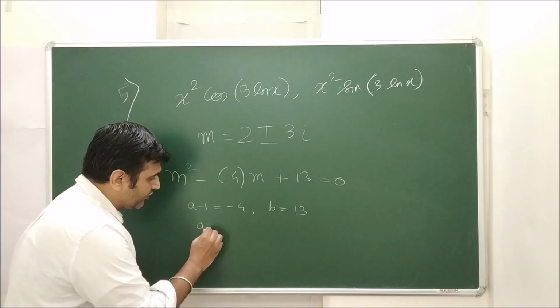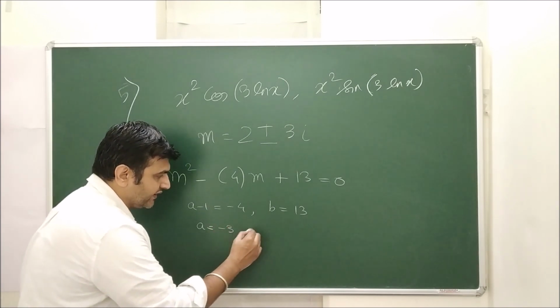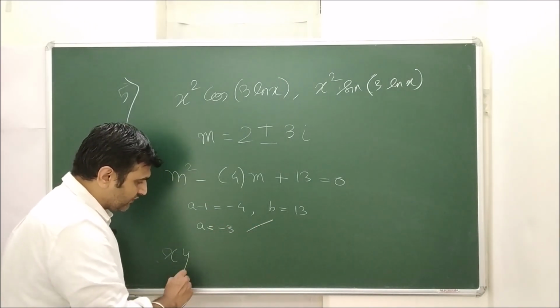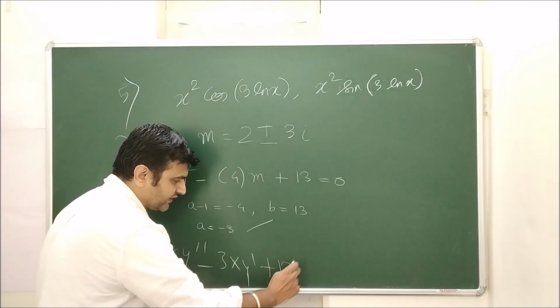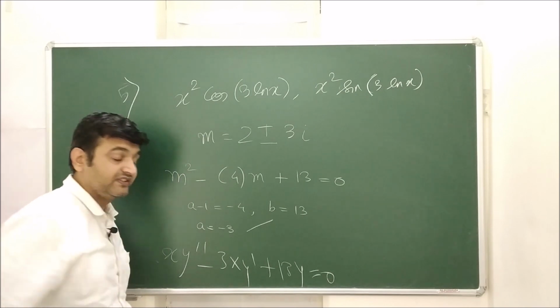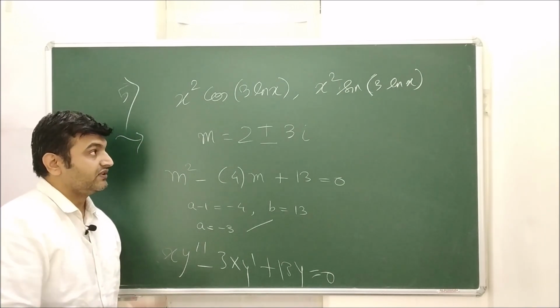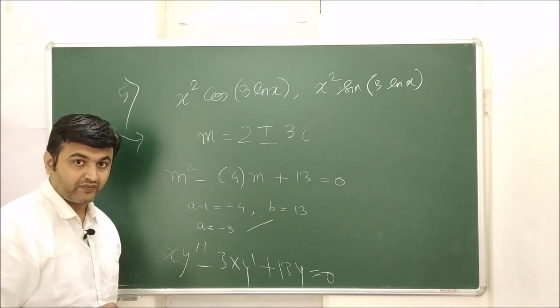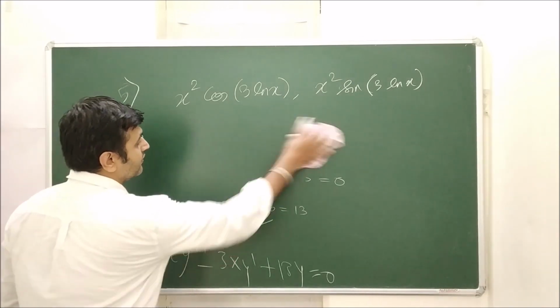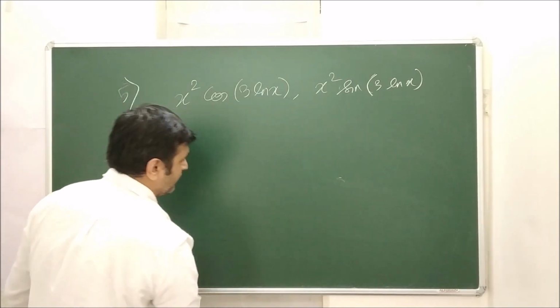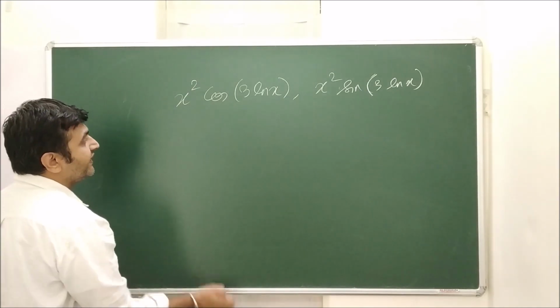So when you compare, your a is nothing but minus 3 and b is 13. So x square y double prime minus 3x y prime plus 13y equals 0. So that's what the solution is. Okay, and now suppose this is repeating. If it is repeating, that means what?